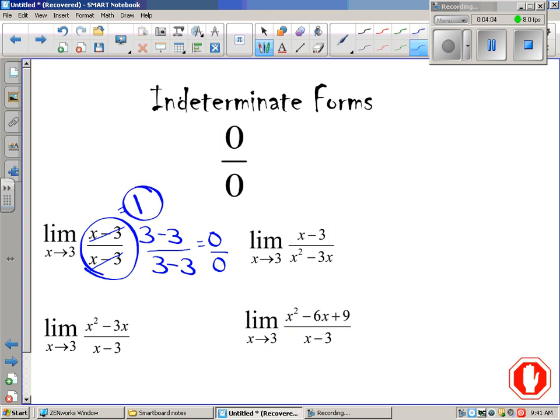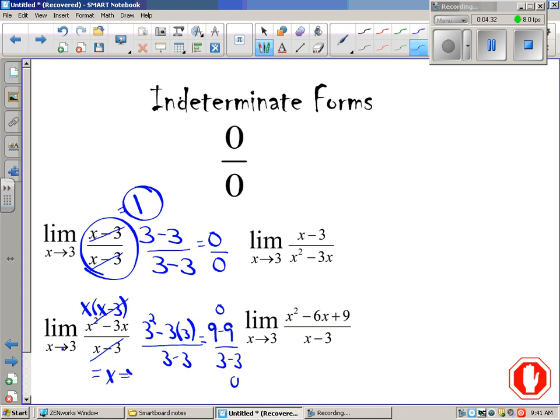Let's try another one. We have here x squared minus 3x over x minus 3, so again, that would be 3 squared minus 3 times 3 over 3 minus 3. So we have 9 minus 9 over 3 minus 3. So I have, again, 0 over 0. But looking back, let's see if we can simplify. We would see, oh, the x minus 3's divide out. I'm left with x. And then I'm going to retry and plug in 3. And that would be my answer.